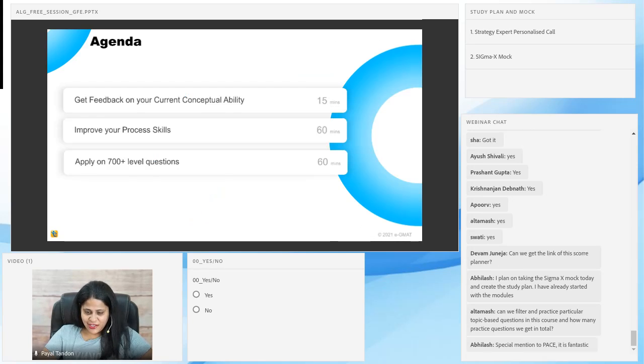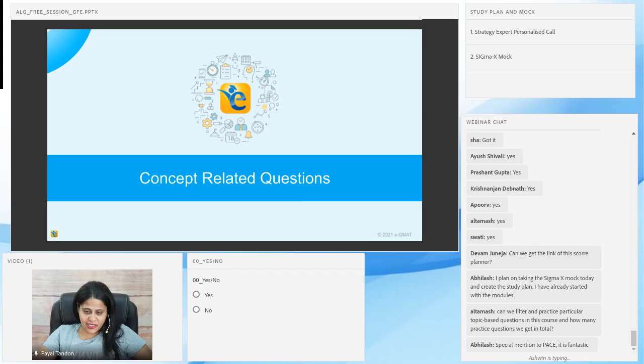Okay. All right. So now we are going to get into the heart of algebra. As I said, first I'm going to give you feedback on your current conceptual ability. Then we're going to work on what it means to improve your process skills, and then we'll work on applying all of that on difficult questions. The topics over here are linear inequalities, quadratic inequalities, and then absolute values.